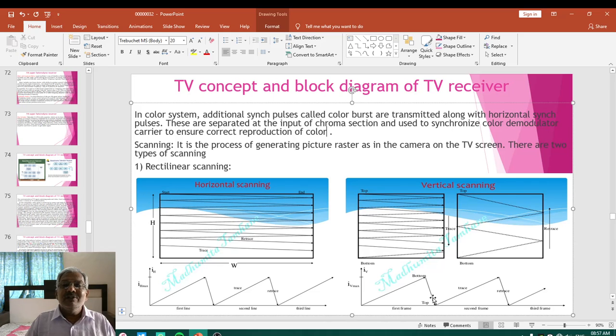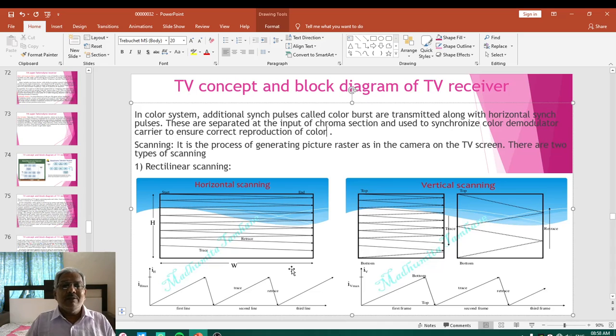Such 25 vertical frames are scanned in 1 second, so as to give the illusion of the picture raster on a television screen. Means within one vertical scan, 625 lines are scanned, and such 25 vertical frames are going to be produced in 1 second, so as to give the illusion of the picture information on the television screen.